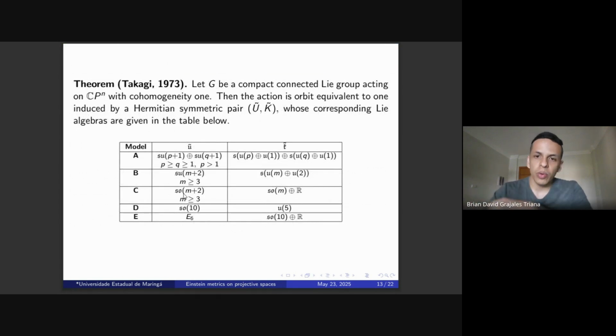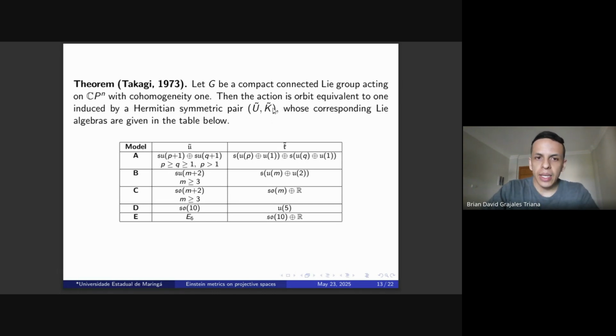Okay, and here I want to point out what orbit equivalent means. In what sense does this characterize all the cohomogeneity 1 actions on complex projective space? In the sense that the principal orbits are diffeomorphic. If you have a cohomogeneity 1 action on a complex projective space, then that action is orbit equivalent to a cohomogeneity 1 action induced by a Hermitian symmetric pair, in the sense that the principal orbits of the action are diffeomorphic to the principal orbit of the action induced by this pair.